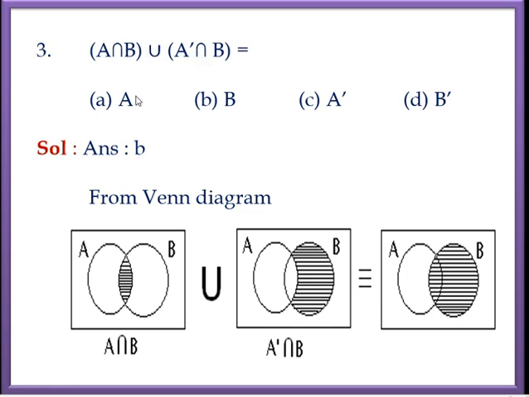The same is shown here using a Venn diagram. This is A intersection B. This is B but not A. Now their union. In union we consider elements which are present in first or second or both, right? But here these two are disjoint sets. So this is the final answer, which is set B given in option B. So B is the correct answer.